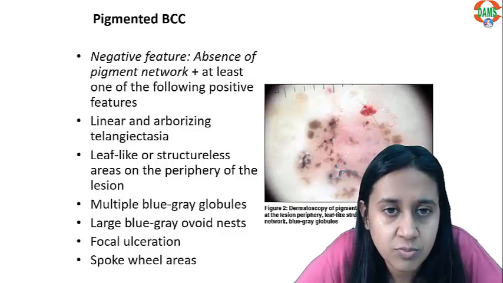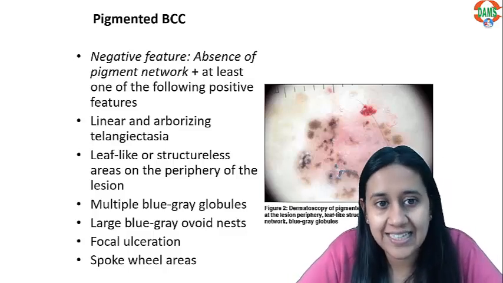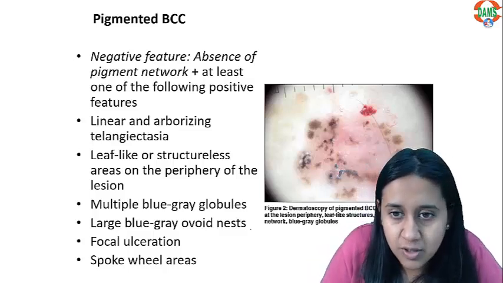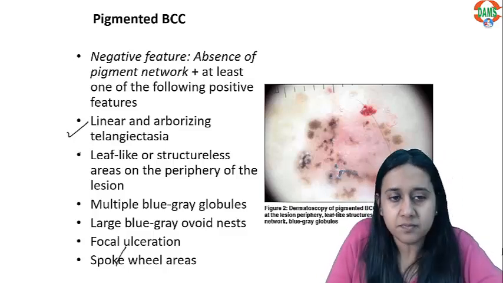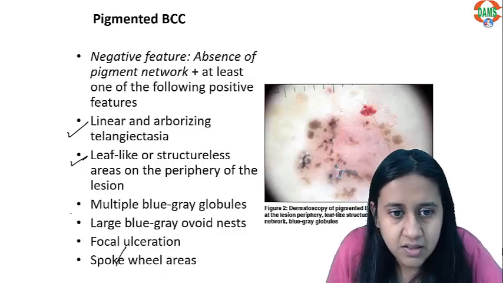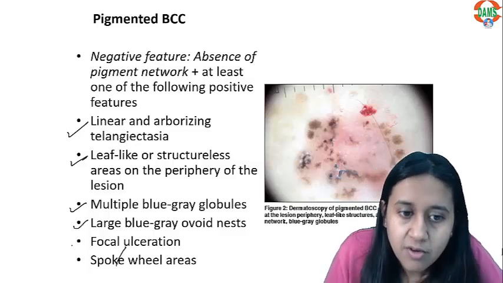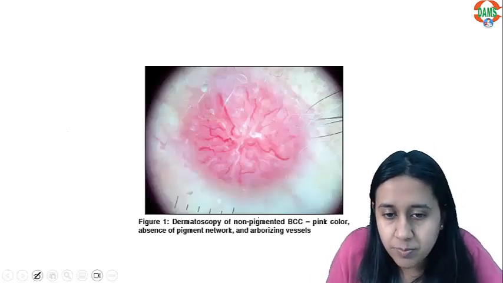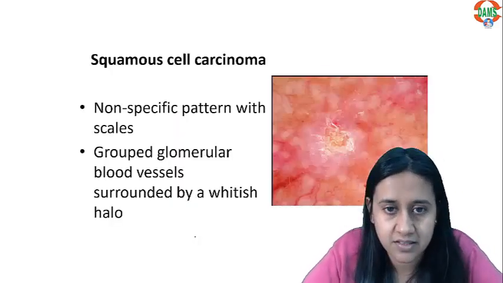Pigmented basal cell carcinoma: the negative feature is absence of pigment network plus at least one of the following positive features. They have linear and arborizing telangiectasia, which you can see here very clearly. Leaf-like structures or structureless areas on the periphery, multiple blue-gray globules, large blue-gray ovoid nest, focal ulceration and spoke wheel areas. Dermoscopy of non-pigmented BCC: pink color, absence of pigment network and arborizing vessels.